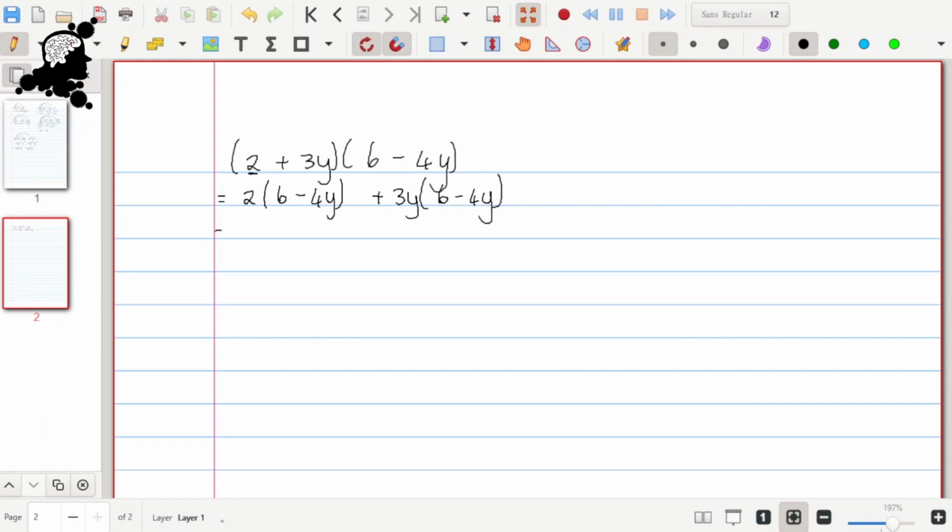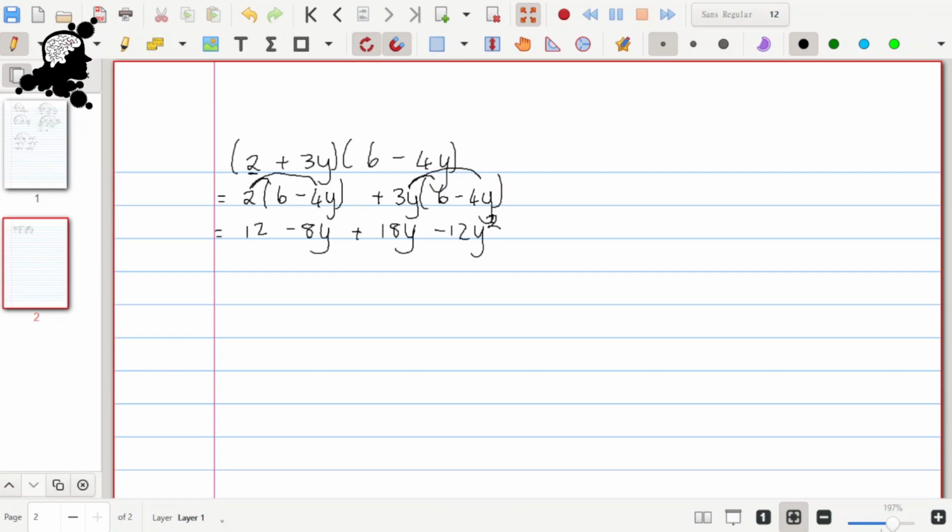We are following exactly the same procedure we did when multiplying a monomial and a binomial. So 2 times 6, that's going to give us 12. 2 times minus 4y, this is going to be minus 8y. Brilliant. 3y times 6, this is going to give us positive 18y. Then 3y times minus 4y, this is going to give us minus 12y squared.